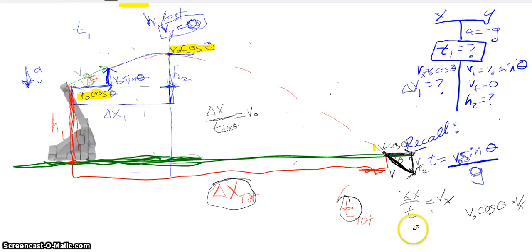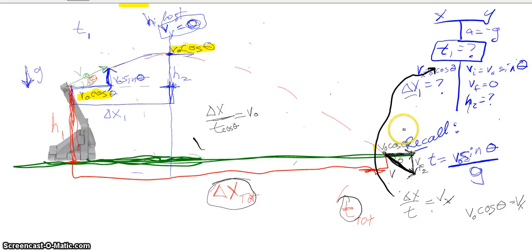You can just plug this in up here, instead of the v naught cosine theta if you like. And that should make things a little bit easier. And then you can solve for your h, you can solve for x1.